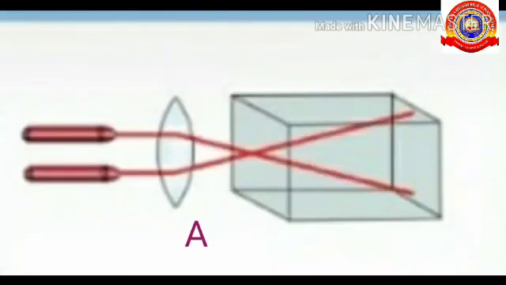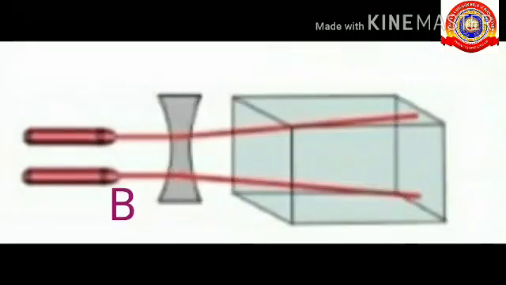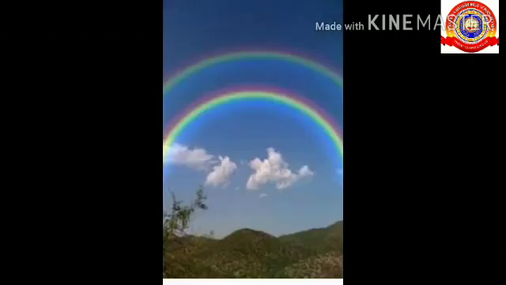In picture A, the convex lens brings the light rays that pass through it closer to each other. In the next picture, the concave lens separates the light rays passing through it. A concave lens diverges the light rays passing through it.